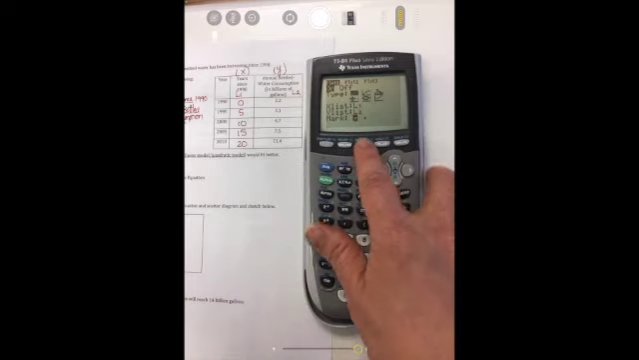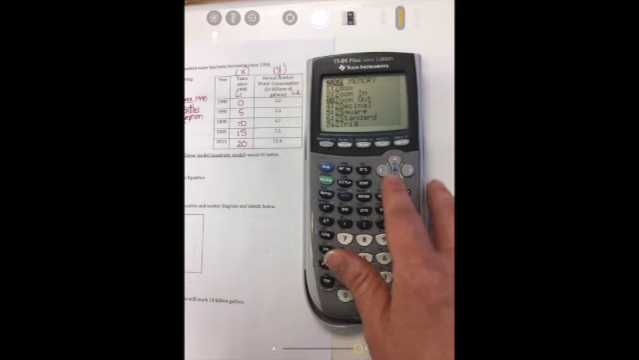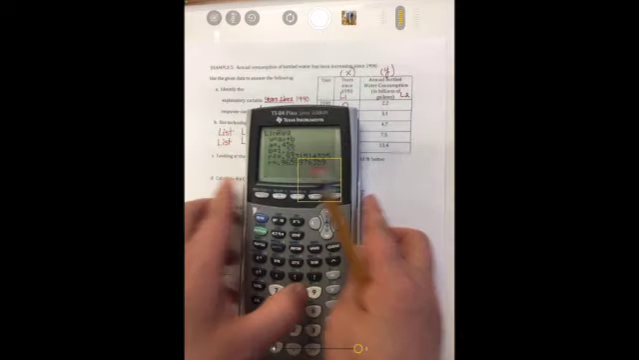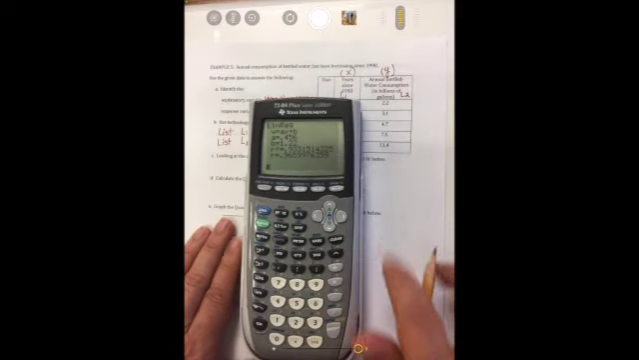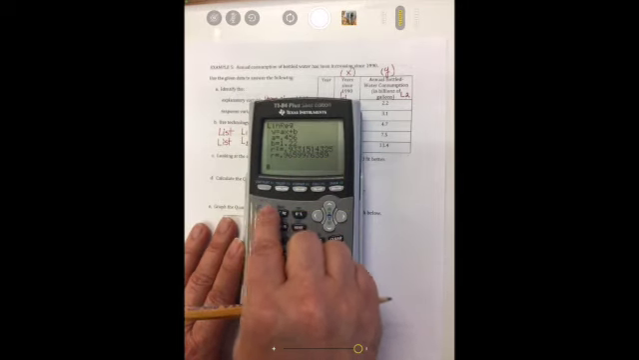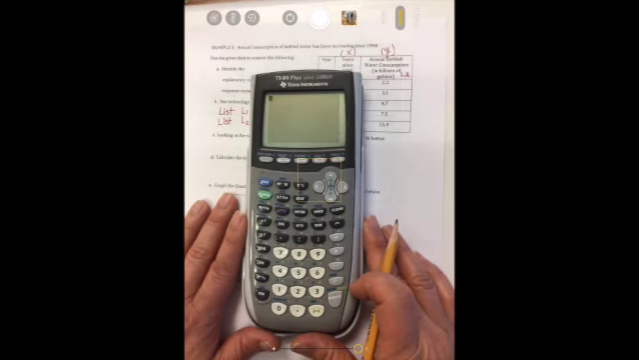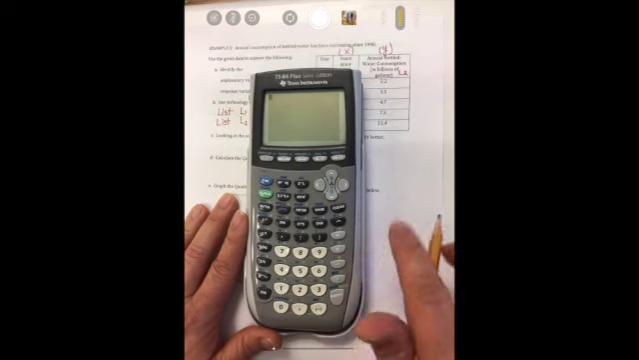So then after that, you're going to go to zoom, and you're going to go to zoom stat. Okay, and then we'll graph. Using the same numbers, this time we are going to clear. This time we are going to do the quadratic regression.